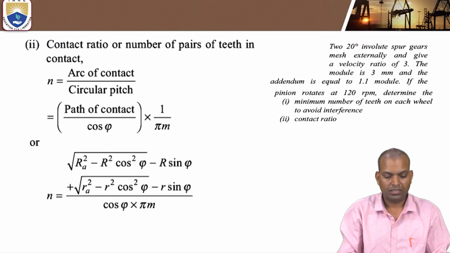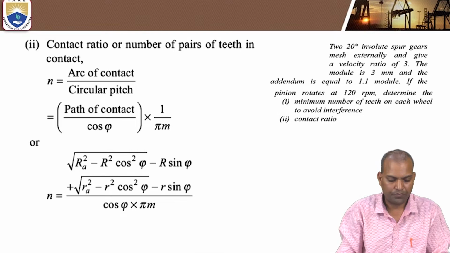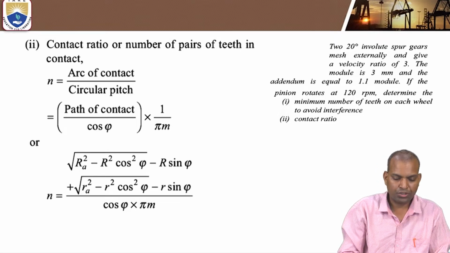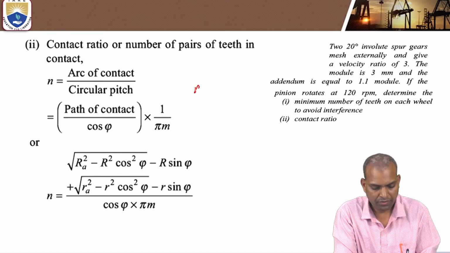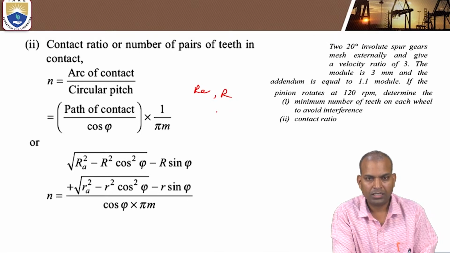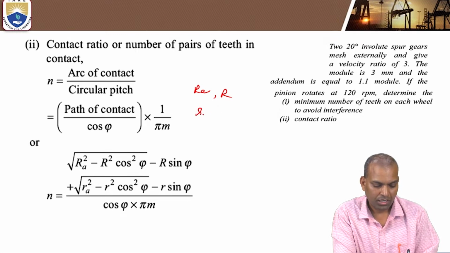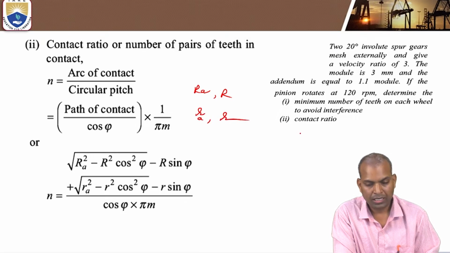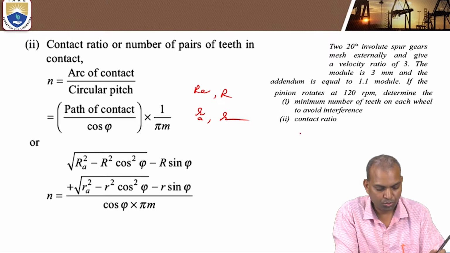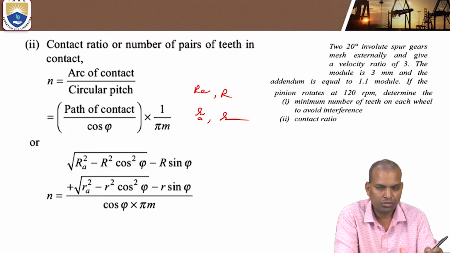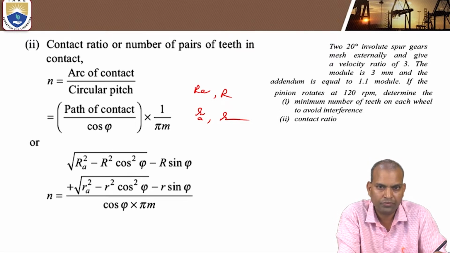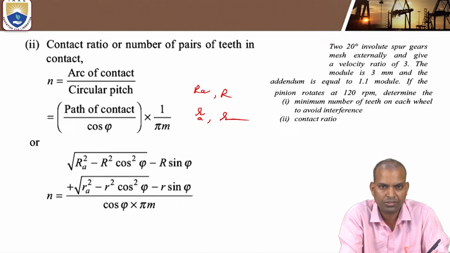The next is contact ratio. In that, we need the values of capital RA and capital R, that is the addendum circle radius and pitch circle radius of the gear, and the addendum circle radius and pitch circle radius of the pinion. These values are required in order to calculate the contact ratio.